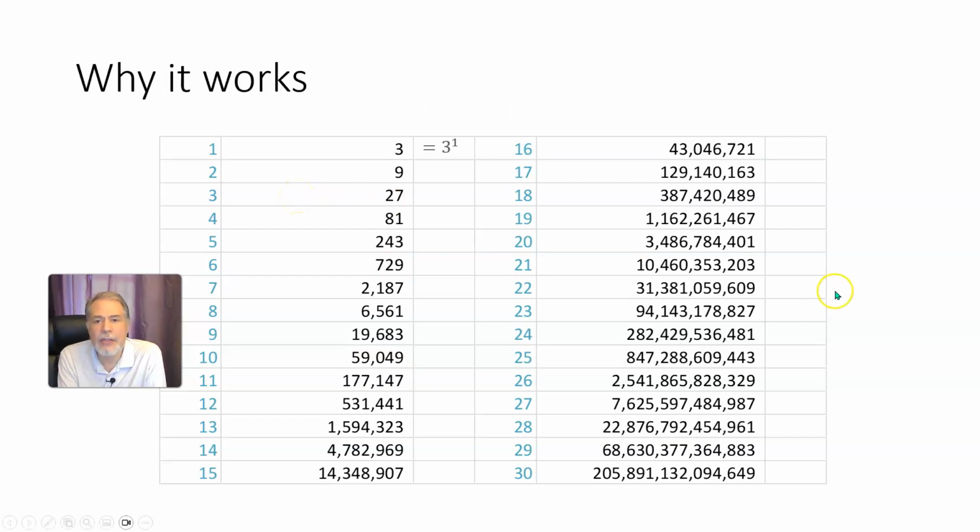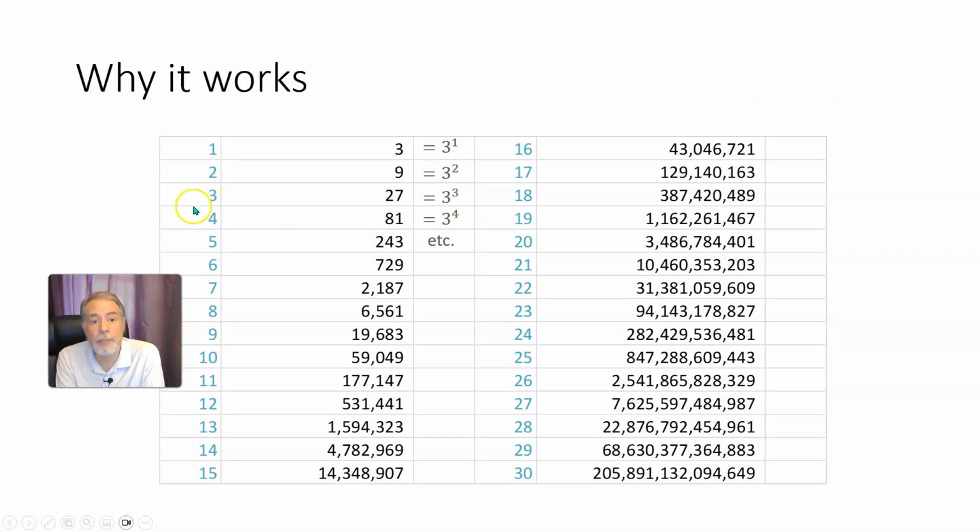Now here's why this works. What's special about the numbers that make up this list is that they are all powers of 3. The first number on the list is just 3 itself. That's 3 to the first power. Then comes 9, which is 3 to the second power, 3 times 3. Then 27 is 3 to the third power, 3 times 3 times 3. 81 is 3 to the fourth power, 3 times 3 times 3 times 3. 4 3's multiplied together, and so on.